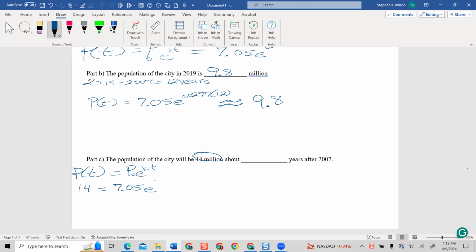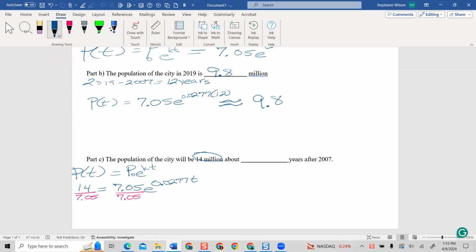e raised to my k, in this case, is the rate that the exponential growth is changing. And I'm going to raise it to t, because we're trying to see how many years it's going to take for our outcome to be 14 million. Now I need to divide both sides by the coefficient on e, because e is raised to the t, and t is what we're solving for. So we have to get t by itself. So there's a series of steps we got to go through.